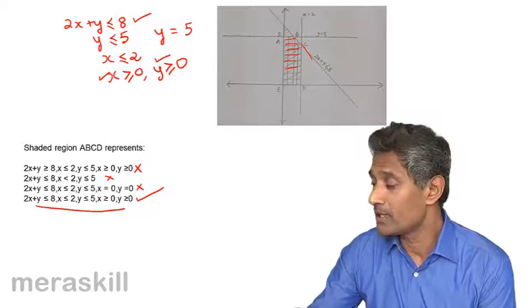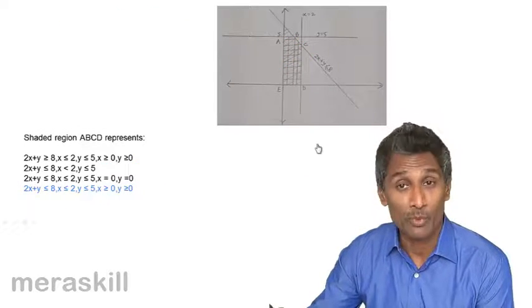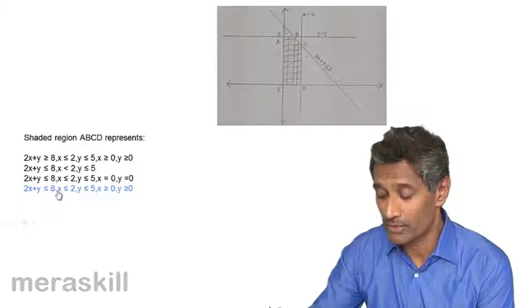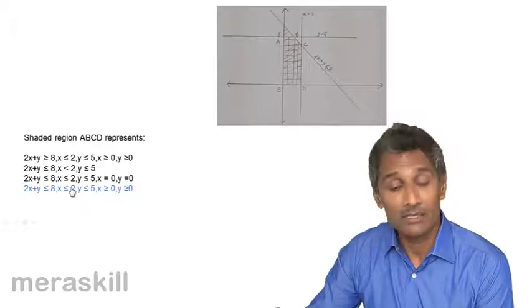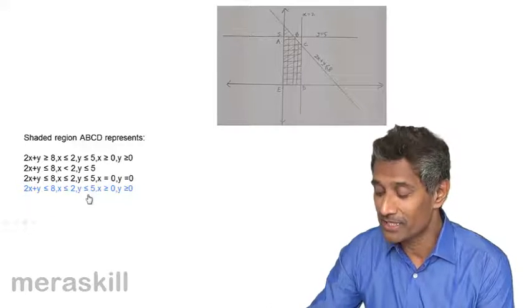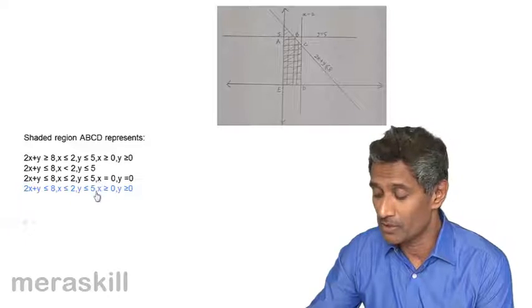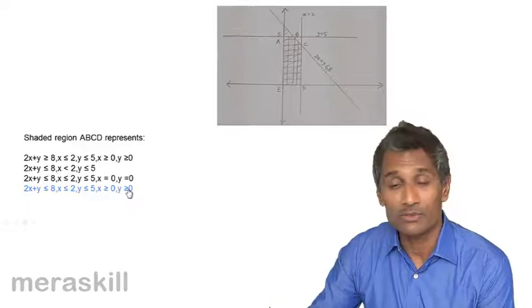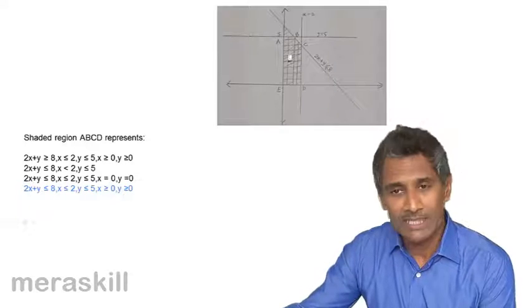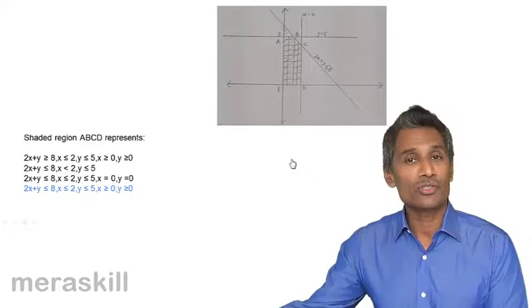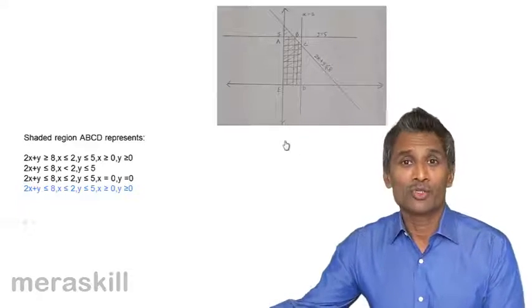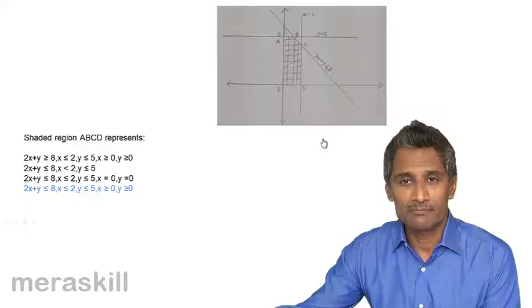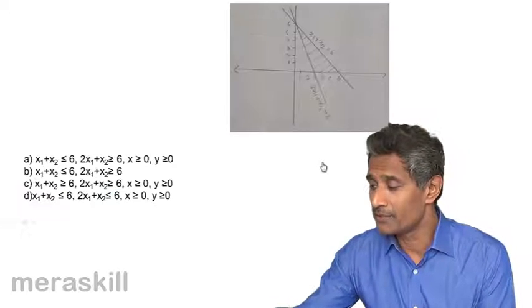So let's check what the answer is. Yes, we have 2x plus y is less than or equal to 8, x is less than or equal to 2, y is less than or equal to 5. I'm sorry, x is greater than or equal to 0 and y is greater than or equal to 0. So this is yet another simpler way of doing such examples. So to reinforce what we learned, let's go to the next example over here.